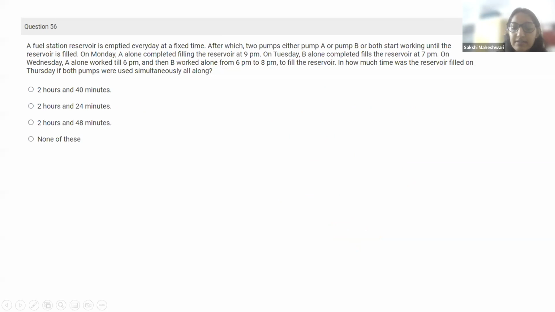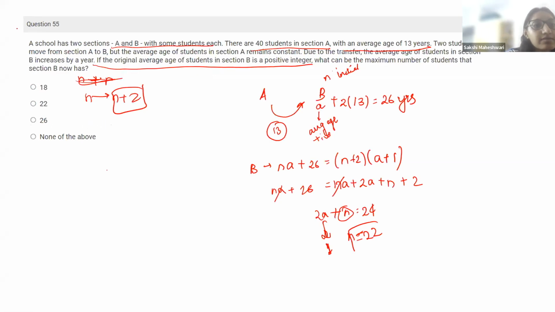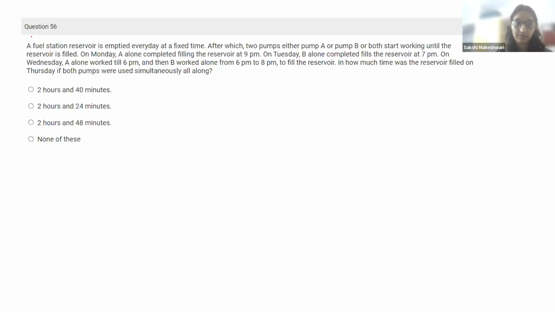Now next question. This was not a very easy question. You could have come back to it in the second round. Okay. Now the next question is: a station reservoir is emptied every day at a fixed time, and then after which two pumps, either pump A or B, both start working until the reservoir is filled.